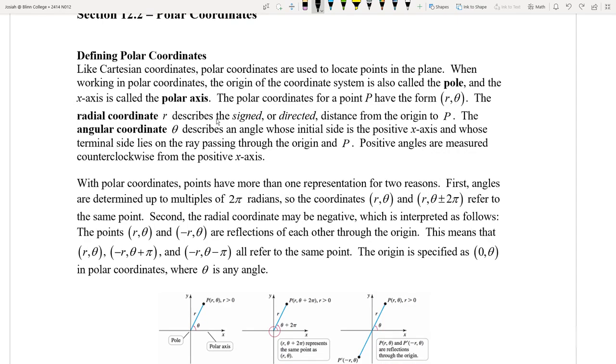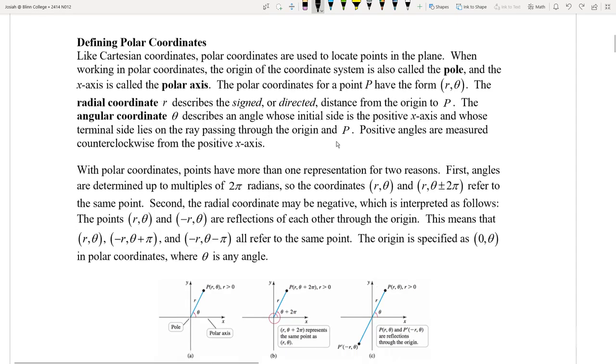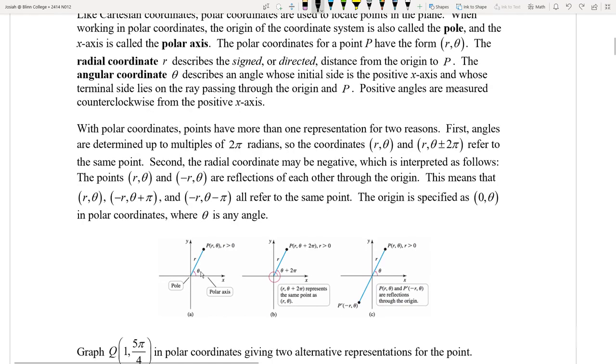So the radial coordinate, which is r, talks about the directed or signed distance from the origin to P. So if we have our point, we're looking at the distance from the pole to P, that's r. The angular coordinate, theta, will describe the angle that the polar axis makes with the terminal side, which is going to be the ray that connects with our point here. So we're going to have the same sort of system that we did when we were talking about the unit circle back in trigonometry. If we're talking about a positive angle, we're going counterclockwise from our polar axis. And if we're doing a negative angle, we're going to go clockwise from the polar axis.